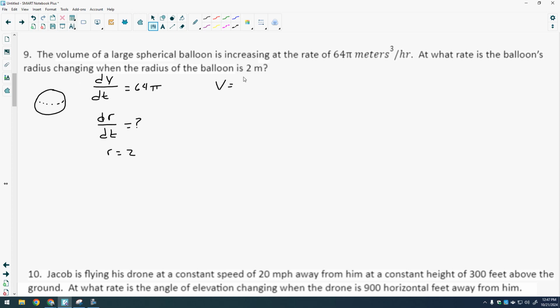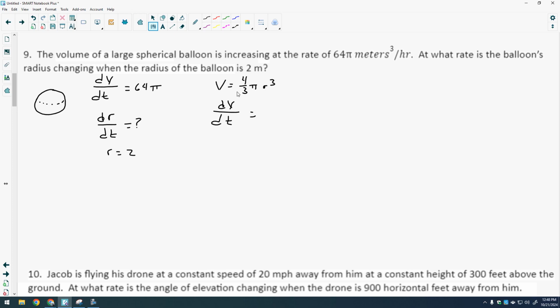Volume of a sphere is 4/3 pi r cubed. I just have one variable over here that V is equal to, so I don't need to replace anything or do any solving. Just take the derivative. I want dr/dt. I know dV/dt, so I need to take the derivative of both sides with respect to t. So the derivative of V with respect to t is just dV/dt.